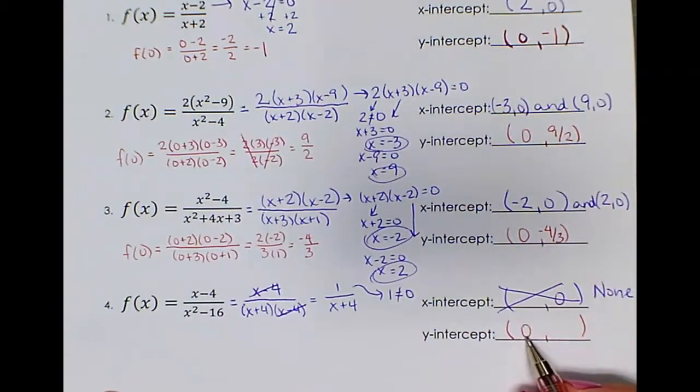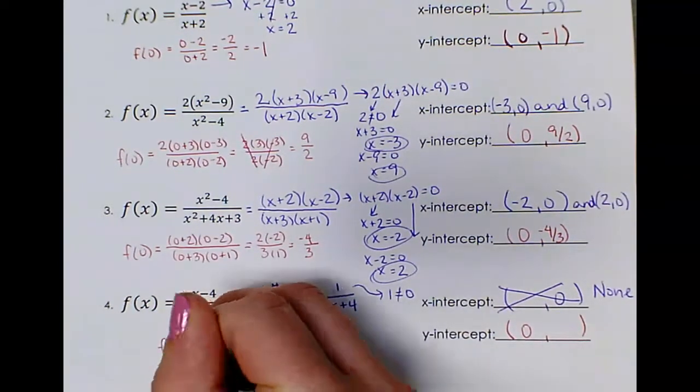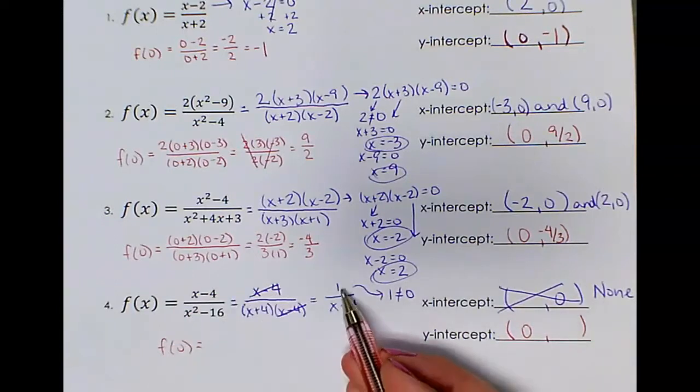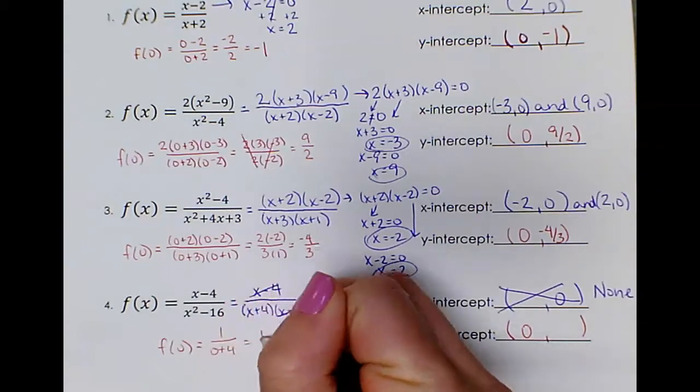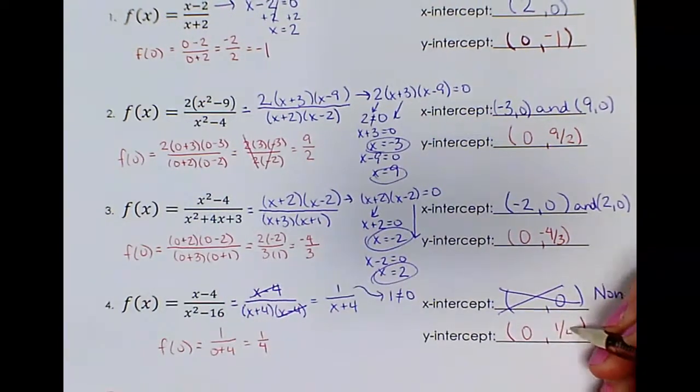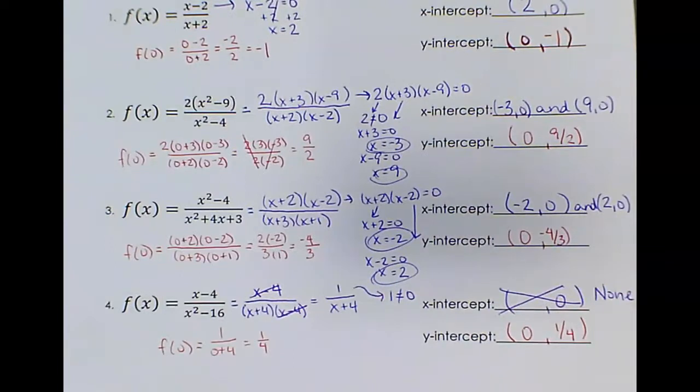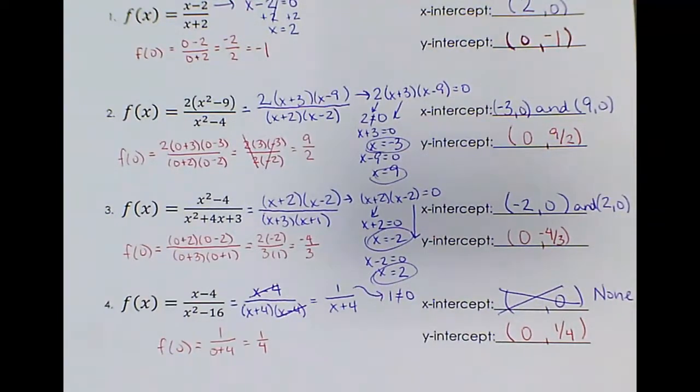I'm going to substitute 0 for x. F of 0 equals, I'm going to use this function, 1 over 0 plus 4, which is 1/4. So that's the y value of my y-intercept. So this gave us 4 examples and a brief description of how to calculate the x-intercept and the y-intercept of rational functions. In summary, you're substituting 0 in place of y to find the x-intercept, and you're substituting 0 in place of x to find the y-intercept.